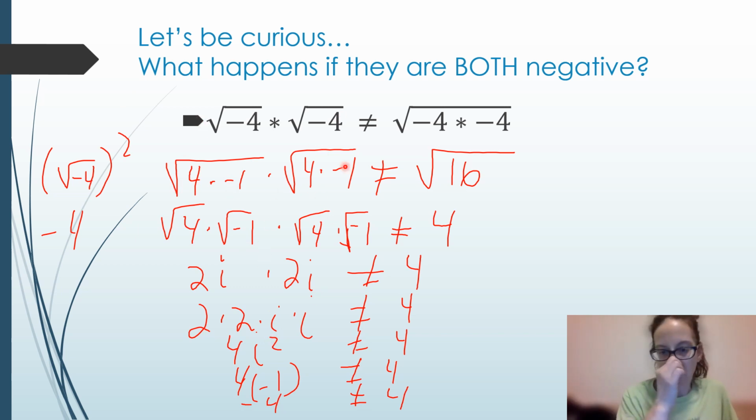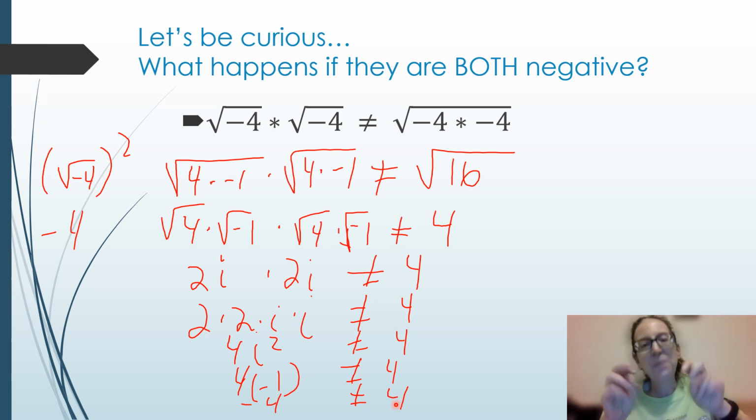Okay, that would be fine. And you'll get your i's out at the end. But if you try multiplying them together, essentially you lose the negativeness of it. You lose the i squared, and then you lose the negative. So that's why it doesn't work if they are both negative.